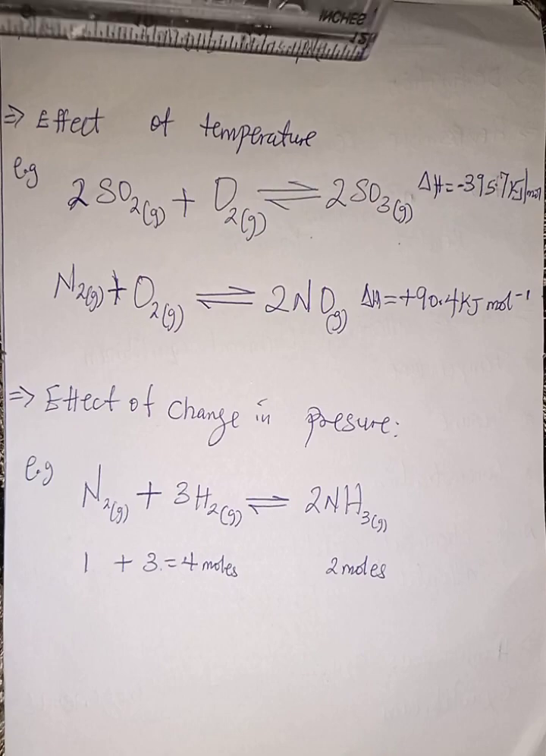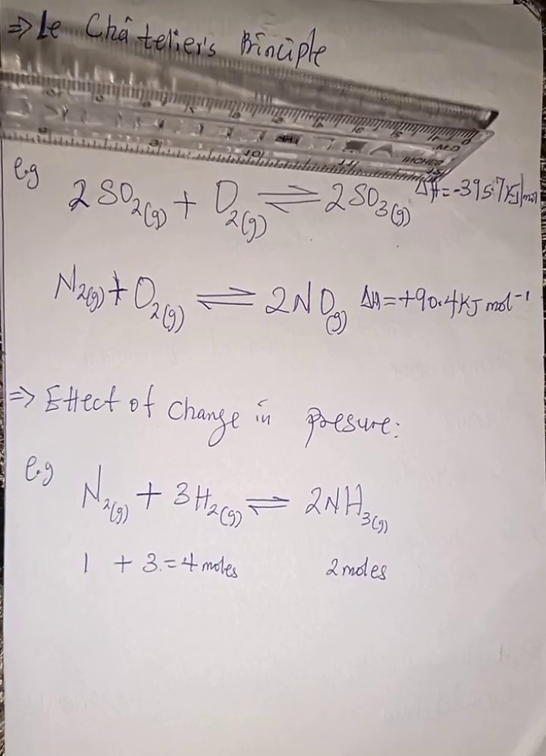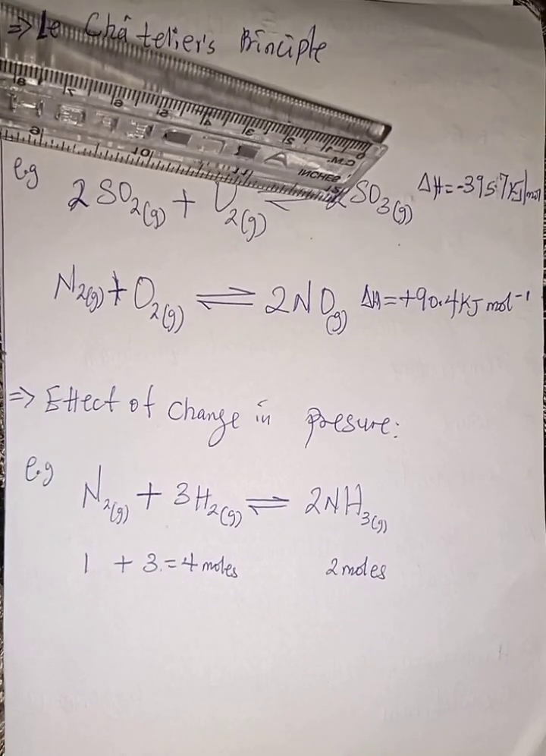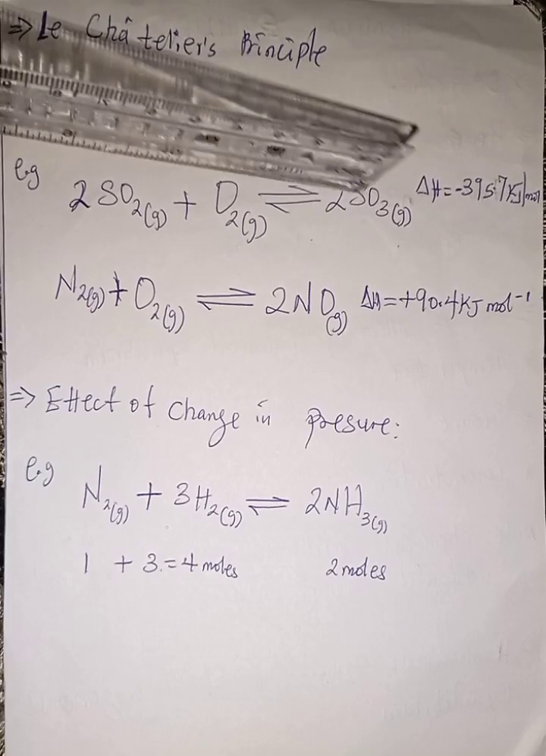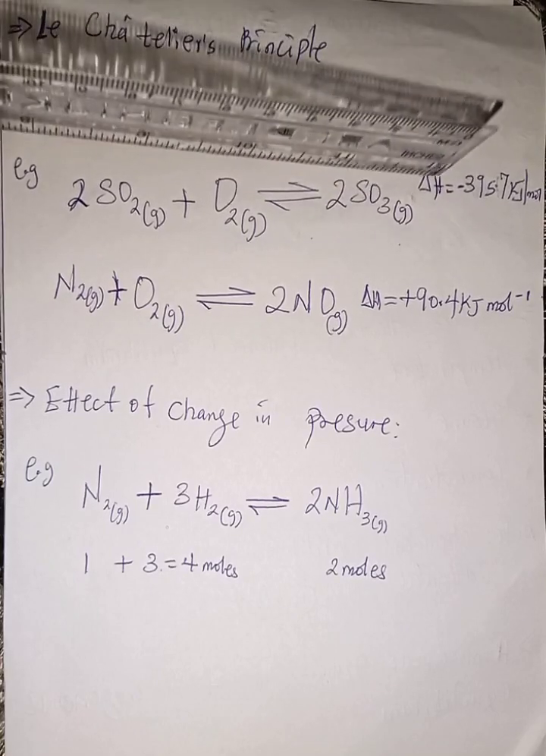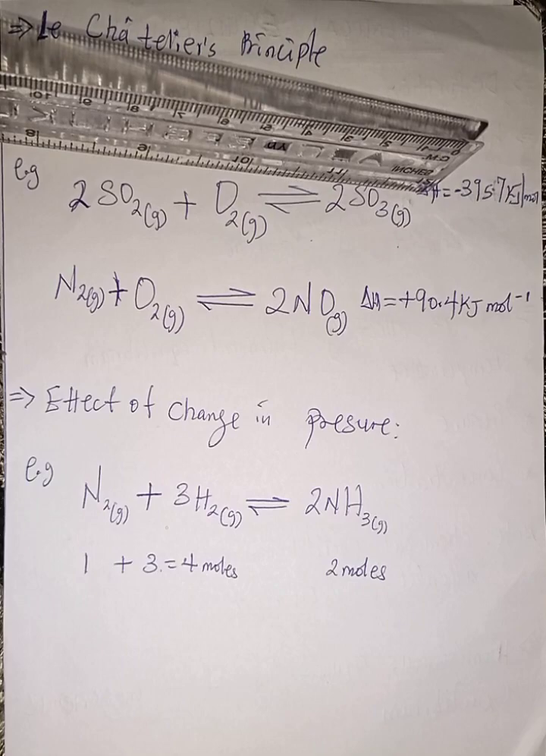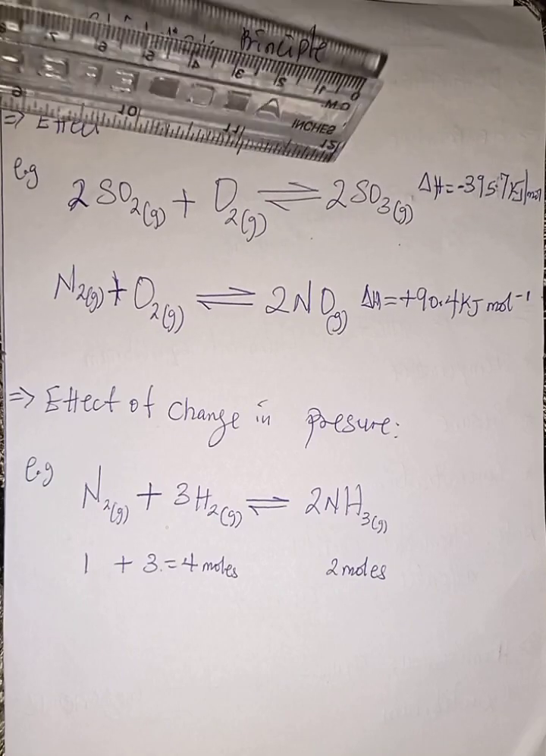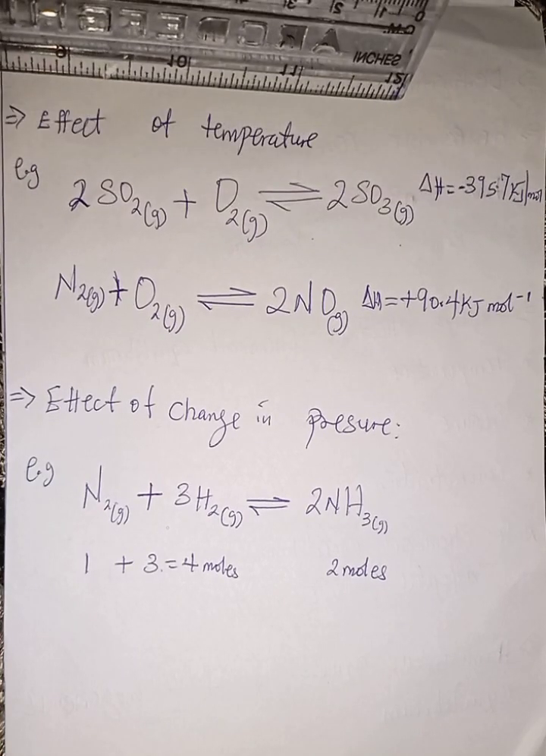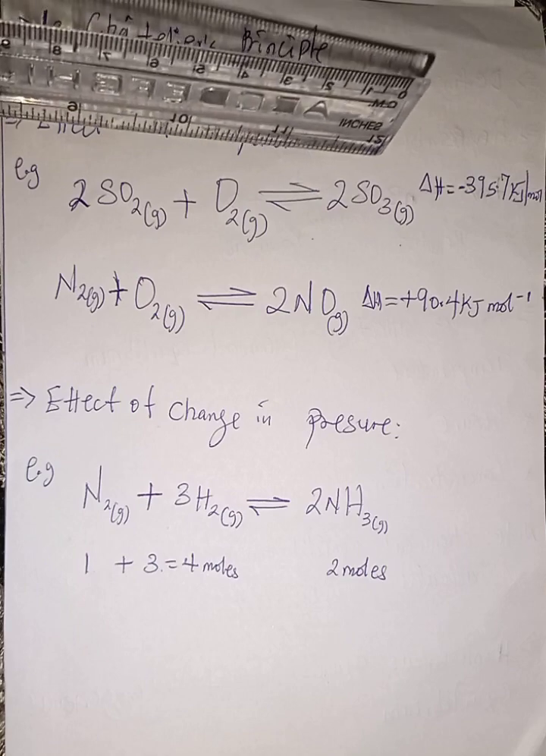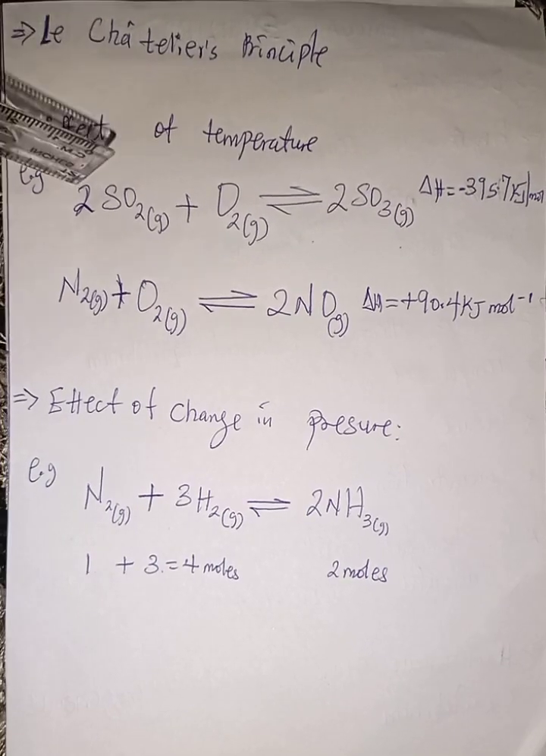That means if you want to have more product for this kind of reaction, you have to decrease the temperature to have more product because it is exothermic. For an exothermic reaction, decreasing the temperature favors the forward reaction, while increasing temperature favors the backward reaction.